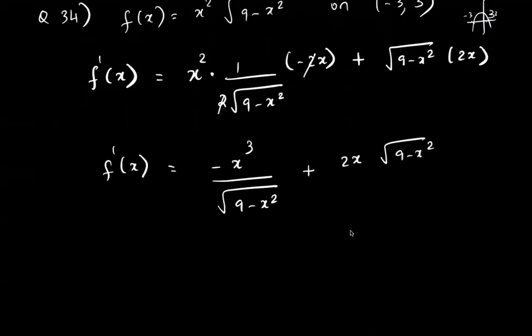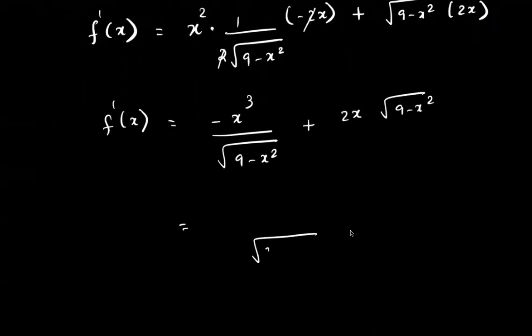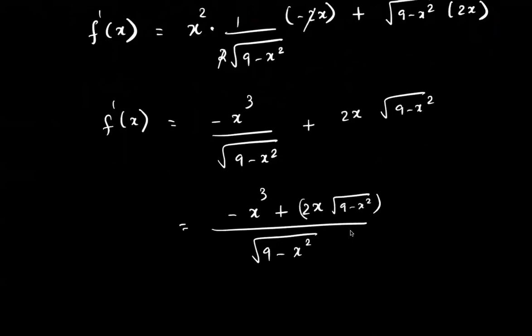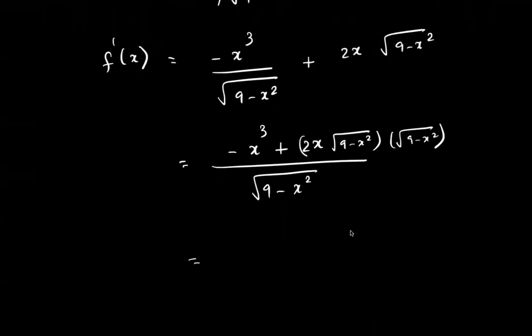Now, if I want to rewrite this as a single fraction, I take square root of 9 minus x squared as the common denominator. So this will become negative x cubed plus 2x. I'm just writing one extra step so you can see what is happening here. So this is getting multiplied with this, okay? Which means this can be written like so.